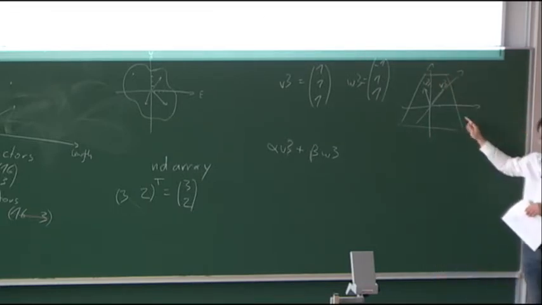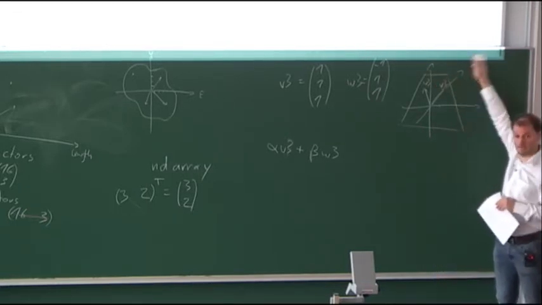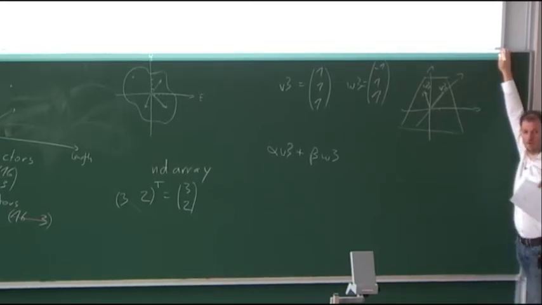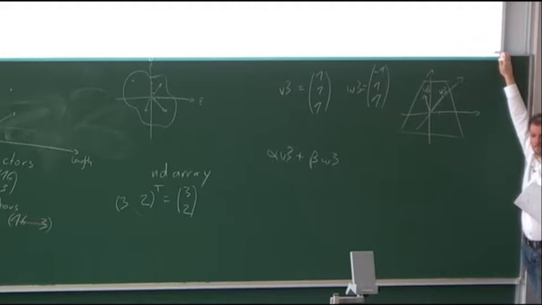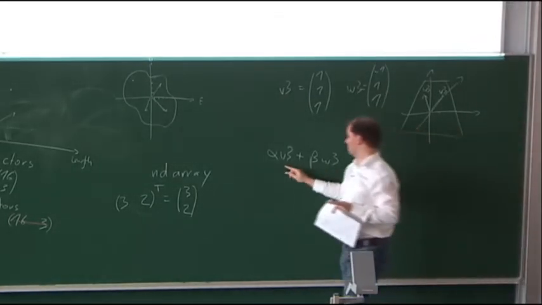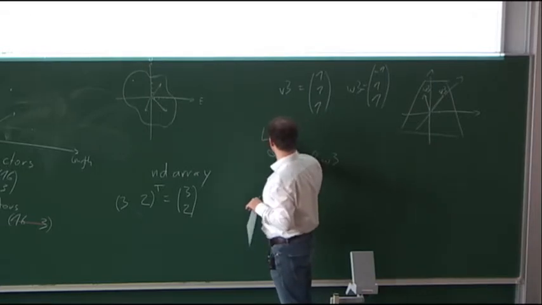And can anybody say which points this plane goes through? We need 3 points. Can anybody tell me 3 points on this plane? So what we take is what we call linear combinations.